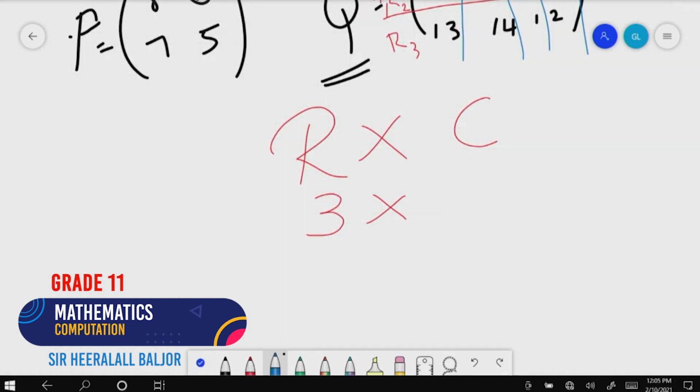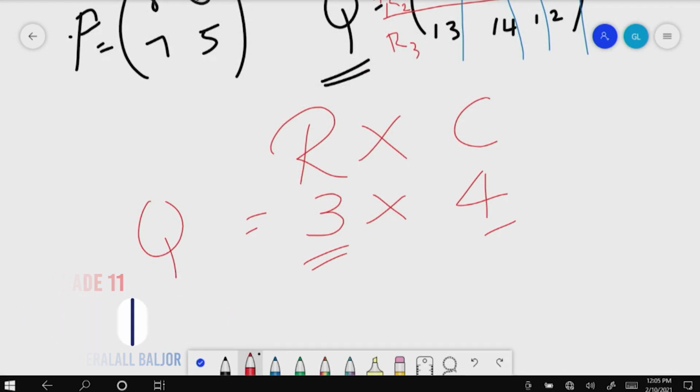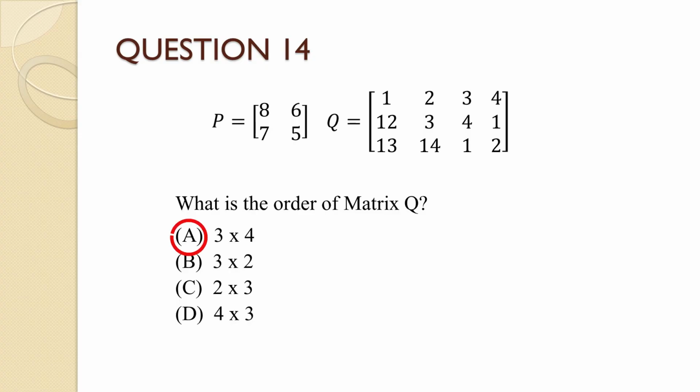So the order of this matrix would have been 3 by 4. That's the order of matrix Q, 3 by 4, which is A, our solution.